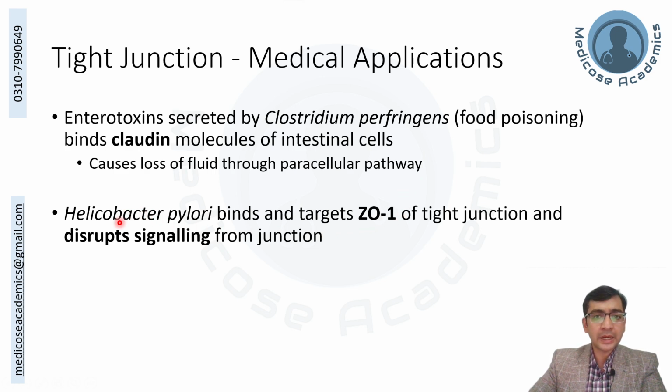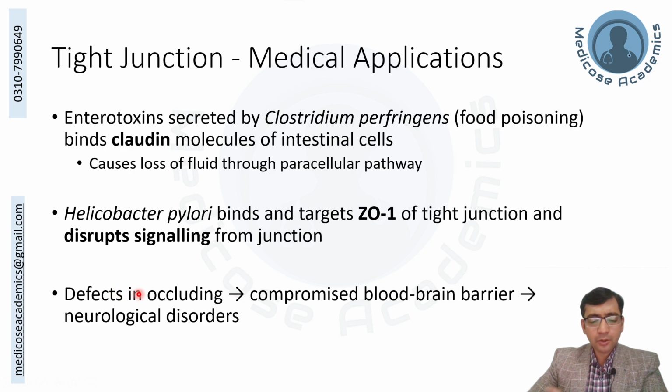A similar situation arises in Helicobacter pylori infections, when it targets the anchoring protein ZO1 of the tight junctions and disrupts the signaling. It alters the features of the epithelium, leading to loss of fluids and ultimately taking the disease to ulcer formation and so on.